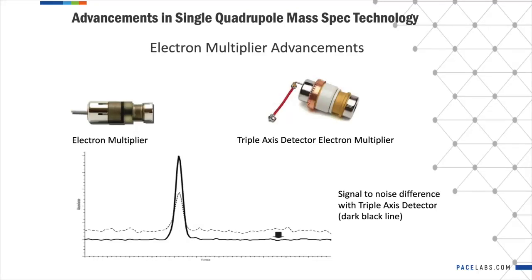In this slide is a picture of an old electron multiplier that you could find in the older versions of mass spectrometers. And then on the right is a picture of the new triple axis detector electron multiplier. As you can see from just looking at the pictures, there's a huge difference in the way these detectors work. Below, you can see a graph with the differences in signal to noise between the old multipliers, the dotted line, and the new multipliers, the solid black line. You can tell that the signal to noise difference is huge. This is really helpful when we're looking at lower concentrations in our samples.